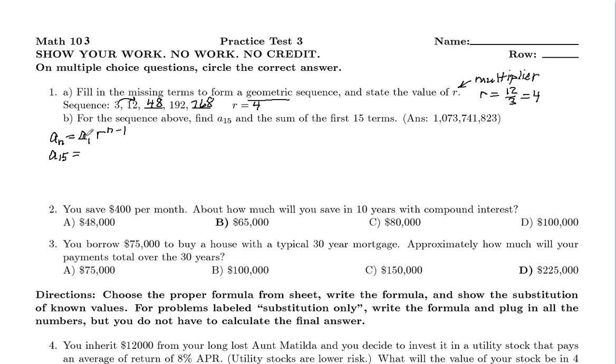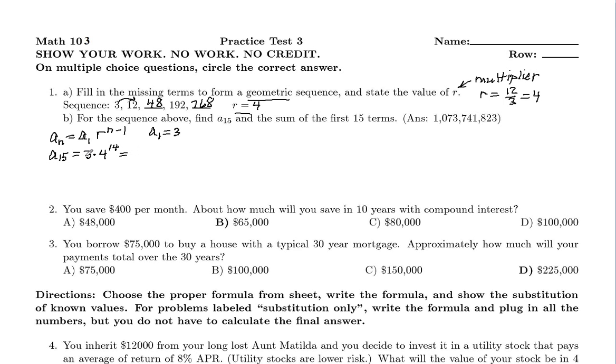A1 is your first term, so that's 3. Let's write that out up here: A1 is 3. And then we need r, that's our multiplier. R is 4. So if we do our plugins, A1 is 3, and then the base of our exponential is 4, so times 4, and the power is 1 less than this number, because see, n minus 1. This is 15, so 15 minus 1 is 14.